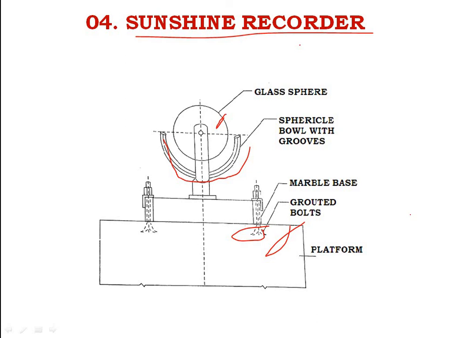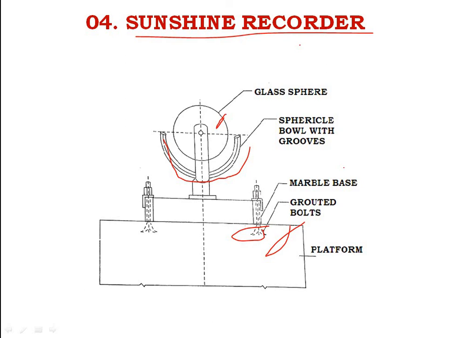The duration of bright sunshine in a day is measured by means of a sunshine recorder. Listen carefully. The duration of bright sunshine in a day is measured by means of a sunshine recorder, which is shown in the figure. The sun's rays are focused by a glass sphere to a point on a card strip held in a groove in a spherical bowl mounted concentrically with the sphere.